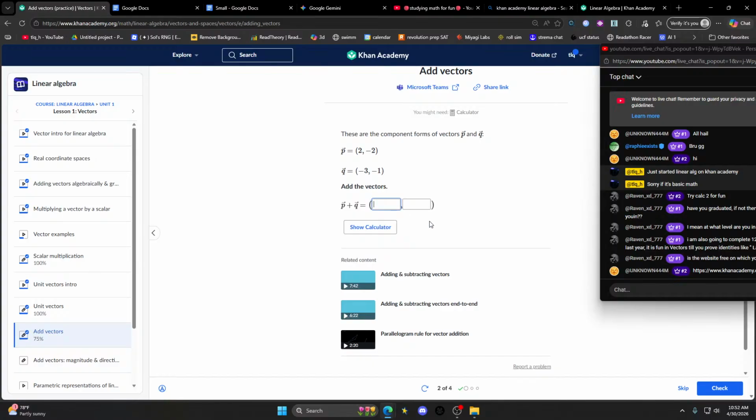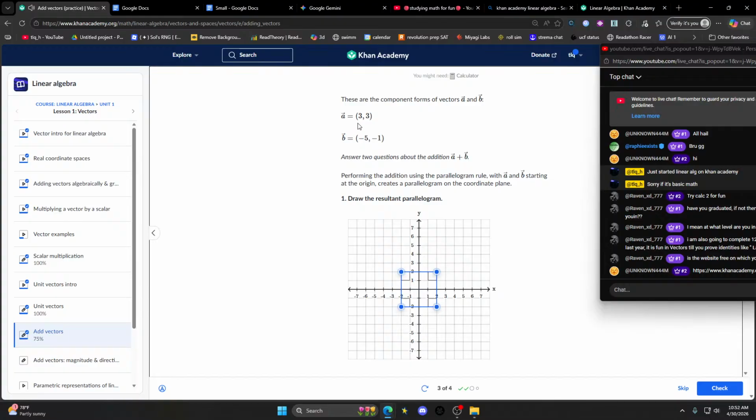Okay, so add them: -1, -3. Okay, yeah. All right, 3 by 3. Okay, 3 by 3, and then -5 by -1. Okay, -5 by -1. Yes. And then combine -2 by 2, -2 by 2.